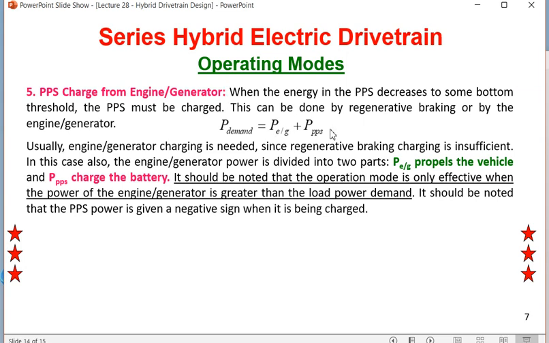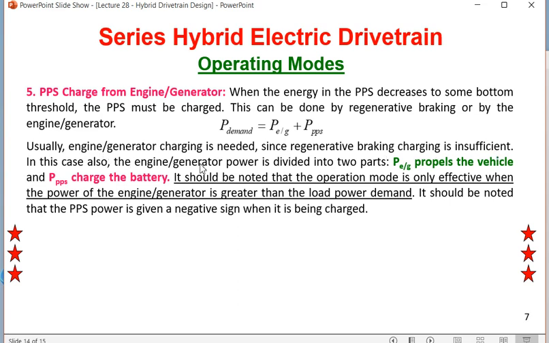But in the second case, while we are driving the vehicle, P demand is required, because for transmission some power is required. So the engine will be giving power for vehicle driving, as well as giving power to charge the PPS. This we have seen in mode number 6 or 7, and in case of mode 4 also. So this P demand is equal to PEG plus PPPS. In this case, the only difference is that PPPS is negative here, or actually somebody is writing PEG is equal to P demand plus PPPS. That also will be correct. Usually the engine generator charging is needed, since regenerative braking charging is insufficient in this case.